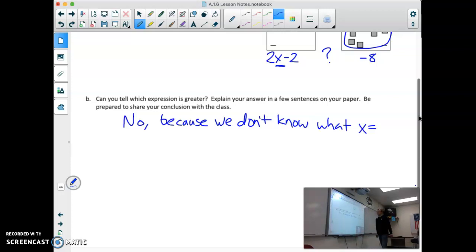We don't know what x equals. If we know what x is going to be equal to, then we can plug that value in for x, and then we can tell if this quantity is going to be greater than, less than, or equal to -8. But until we know that, we have nothing else we can do with this problem.